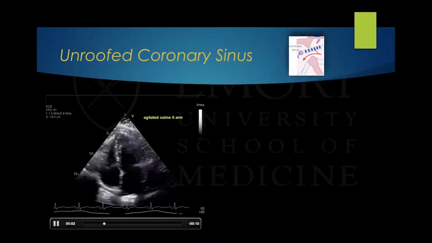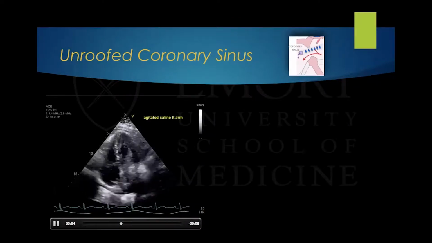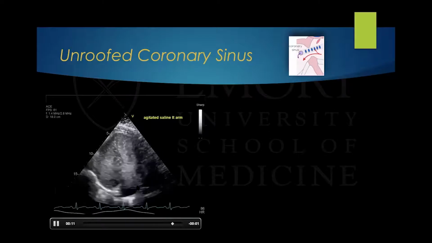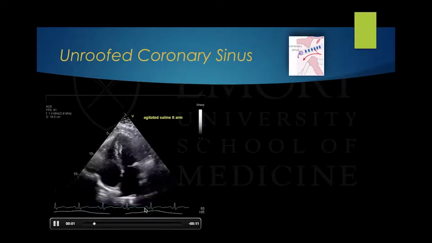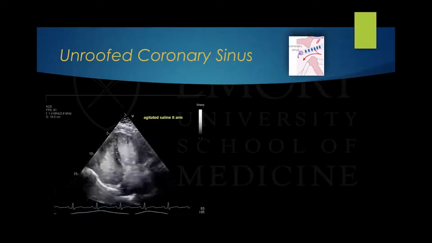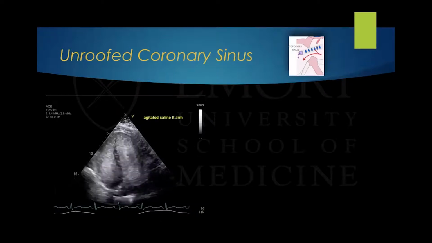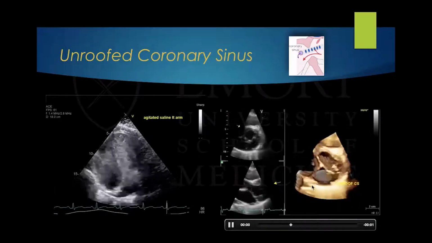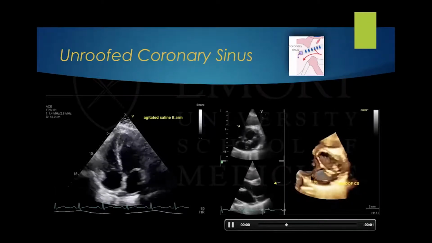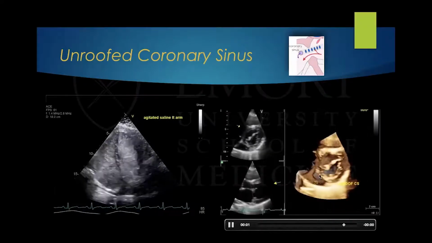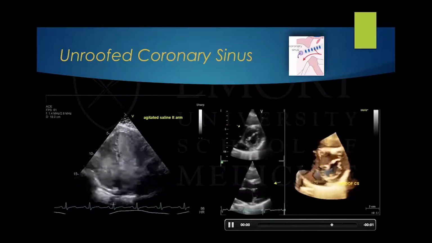So we perform bubble studies to rule this out, and you can see that this agitated saline from the left arm was draining into the coronary sinus and directly into the left atrium. I'm going to let it play again so you can appreciate the shunt. And in this 3D, we can truly appreciate the unroofed coronary sinus here, and the left atrium is below in this area, and this is the right atrium.